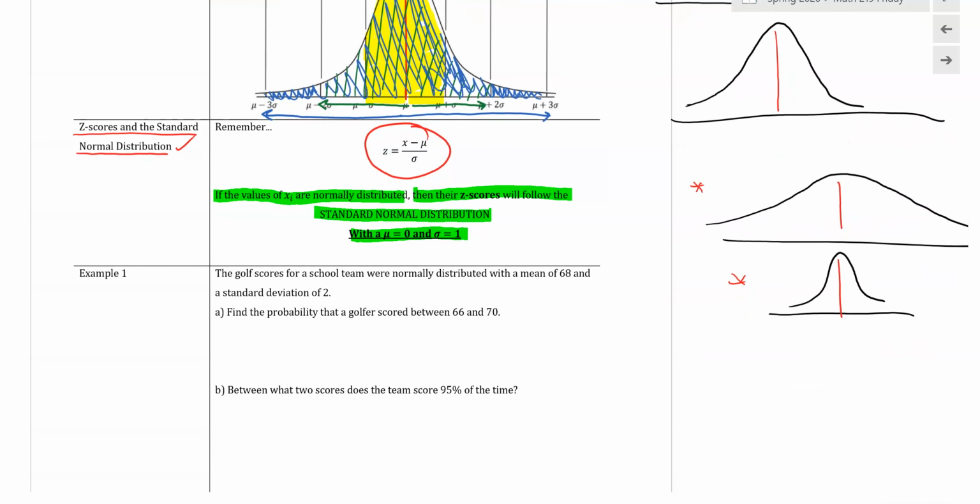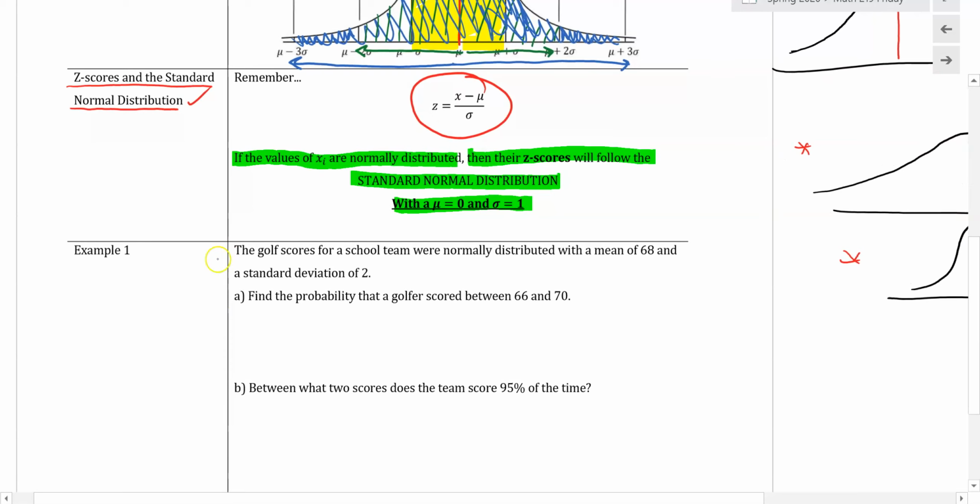For this first example, we are not going to standardize it, though we can. We don't need to standardize it to get through this example. But we will be doing that pretty exclusively beyond this. So take a look here. It says the golf scores for a school team were normally distributed with a mean of 68 and a standard deviation of 2. Find the probability that a golfer scored between 66 and 70.